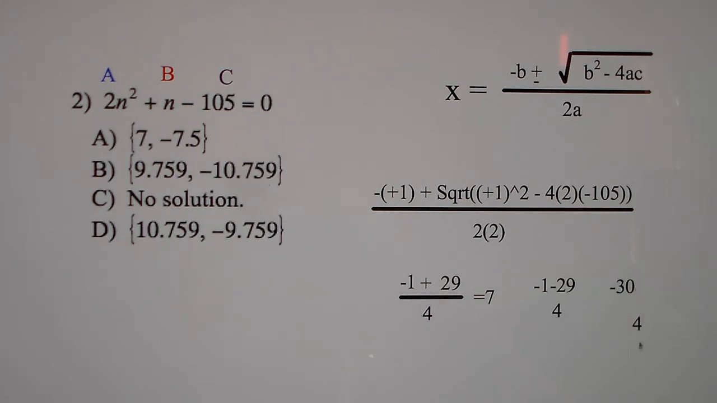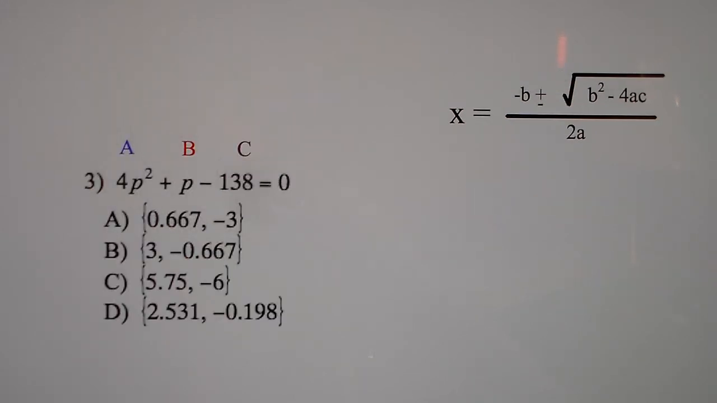Put the divide by 4's in there. And negative 30 divided by 4. We put that into the calculator. I think we're getting a decimal. Yep, we get negative 7.5. So x equals negative 7.5. That looks like it's option A. So number 2 is A.